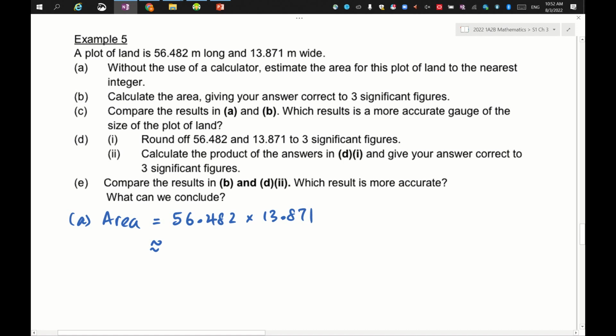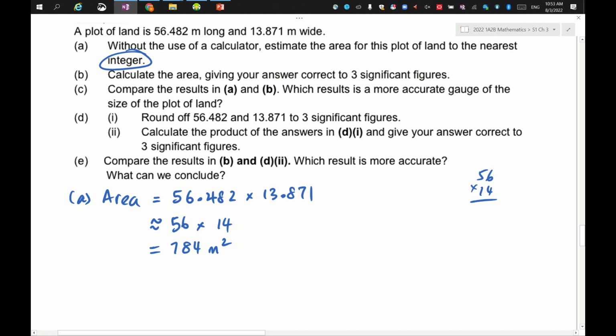So because they said estimate the area of this land to the nearest integer. Okay, so integer over here. Remember we talked about the definition of integers. We've got positive, negative whole numbers including 0. So let's change all these numbers to whole numbers first, the nearest ones. So 56 multiplied by 14. So without using calculator, right, you can do your 56 times 14. Okay, so after you've done that, you end up with 784 square meters. So that's the answer for part A.